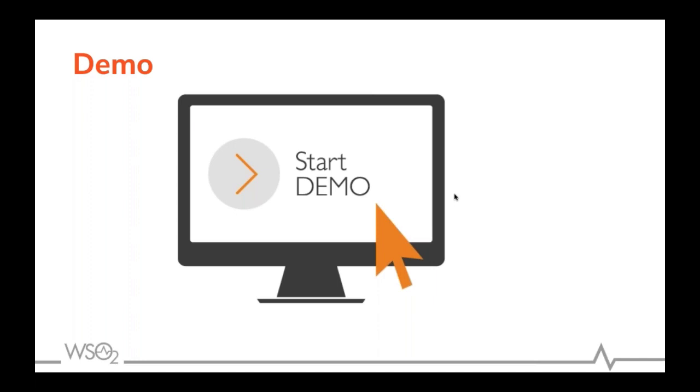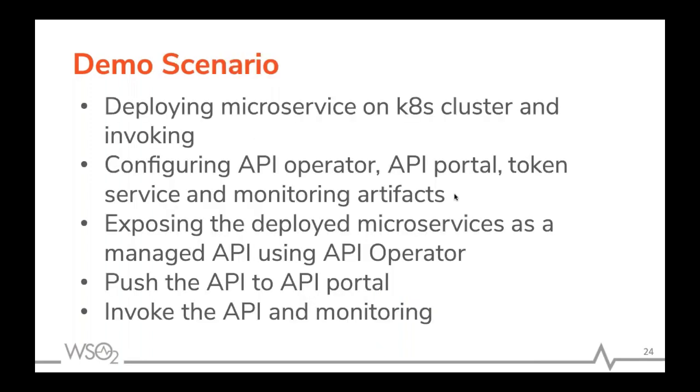Thanks, Kubdu. So let's go ahead with the demo. Today we'll be demonstrating how you can expose a microservice in a Kubernetes cluster using the API operator. Here I have broken down the demo into a few steps. First, we'll be deploying the microservice on the Kubernetes cluster. Then we'll configure the API operator, API portal, token service, and monitoring artifacts on the Kubernetes cluster.